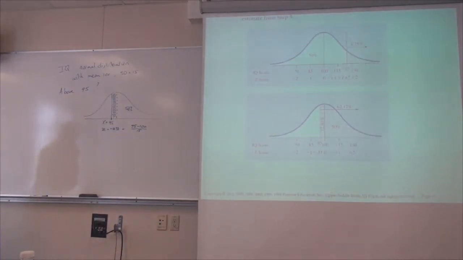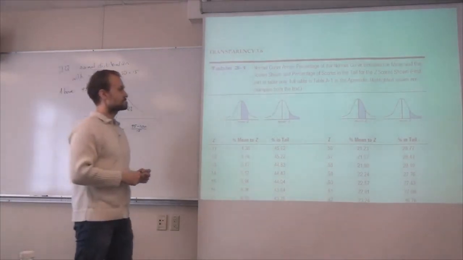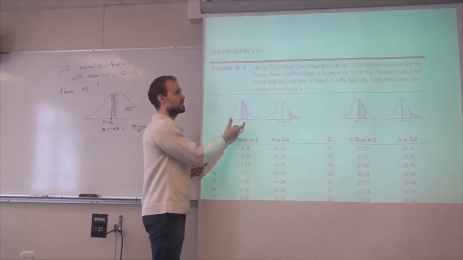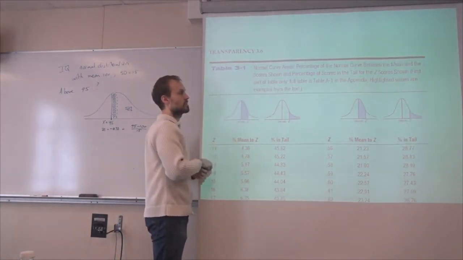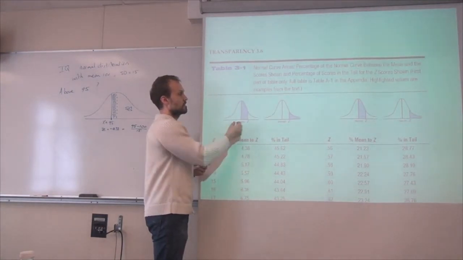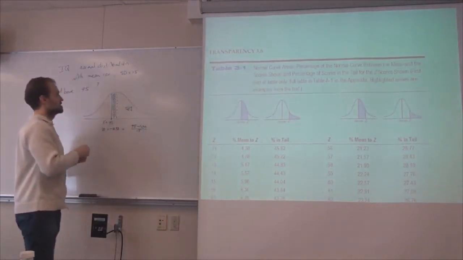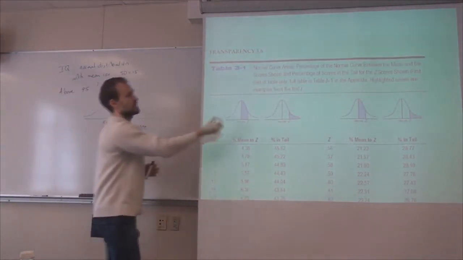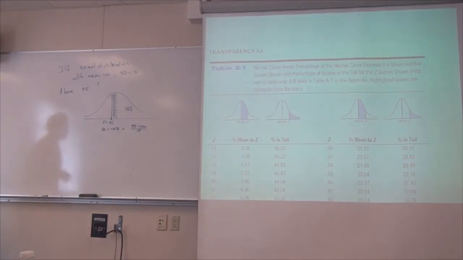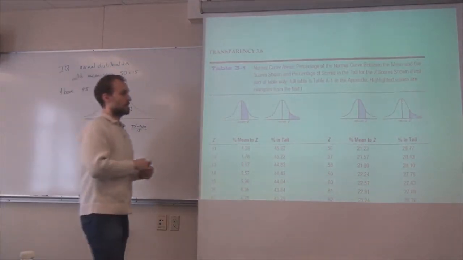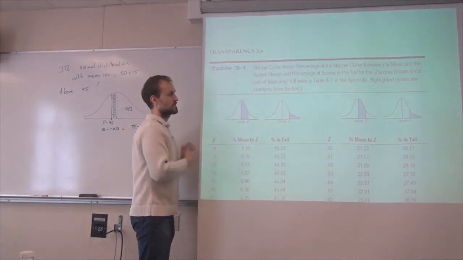So now in the table, let me just go up to what the table looks like. Because of symmetry, the table only gives me areas on the right of the halfway line at the mean. If I find this little area, it's the same as this one, on the left side of the mean or the right side of the mean. It's the same area because of the symmetry. So it doesn't have to give me any negative z scores. Because of symmetry, it's exactly the same.